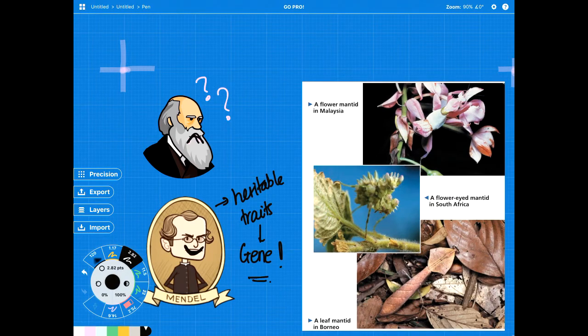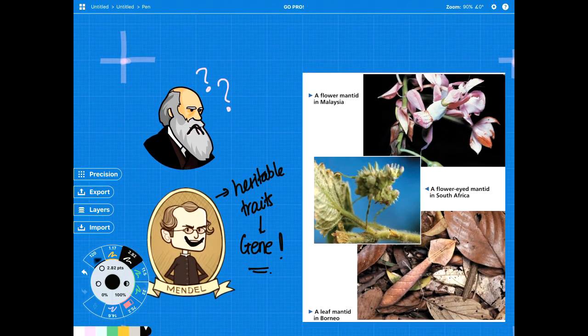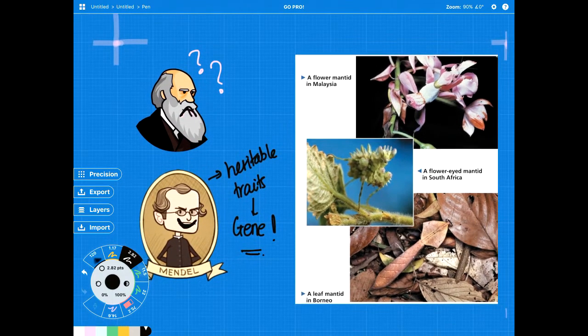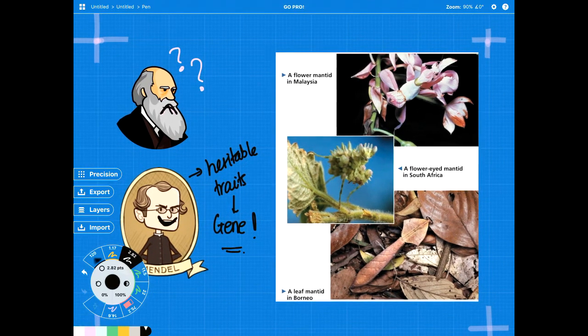He first introduced the concepts of heritable traits or genes. Coming back to the question of where the black moth came from, the answer is variations. The black moth was a variant, basically random variations.